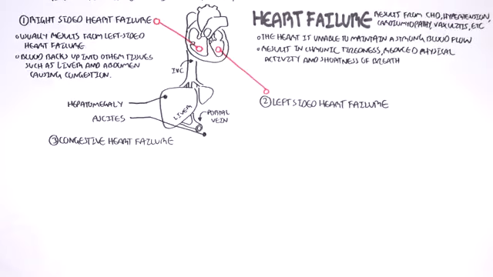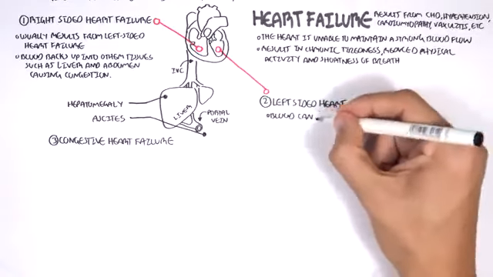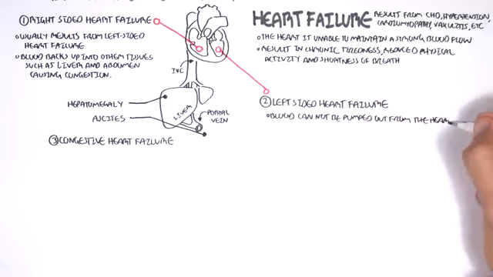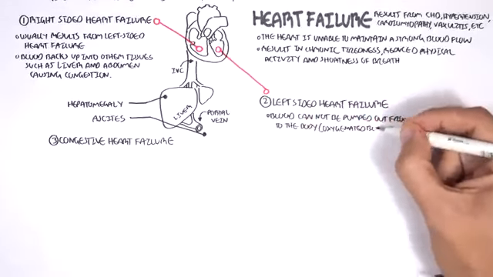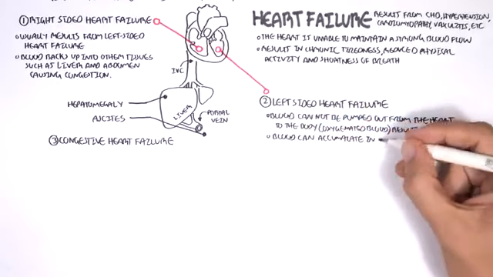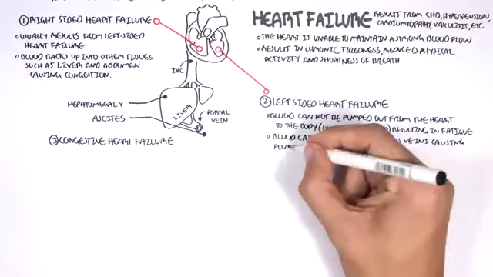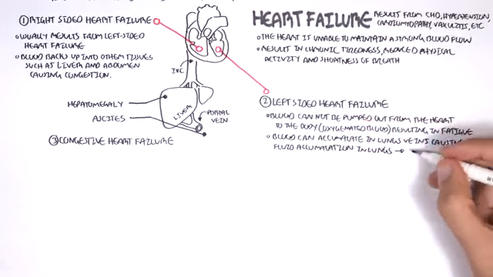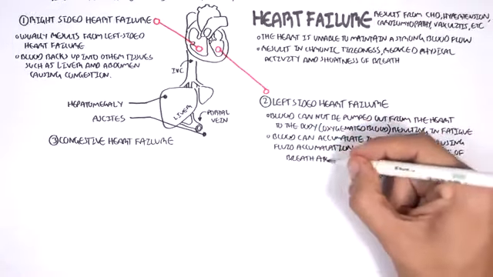in the right direction. Now, in left-sided heart failure, on the left side we have the left ventricle and left atrium, which contain the oxygenated blood from the lungs. So in left-sided heart failure, oxygenated blood cannot be pumped out from the heart to the rest of the body. And so blood can flow back and accumulate in the pulmonary veins essentially, causing fluid accumulation in the lungs, leading to shortness of breath and pulmonary edema.